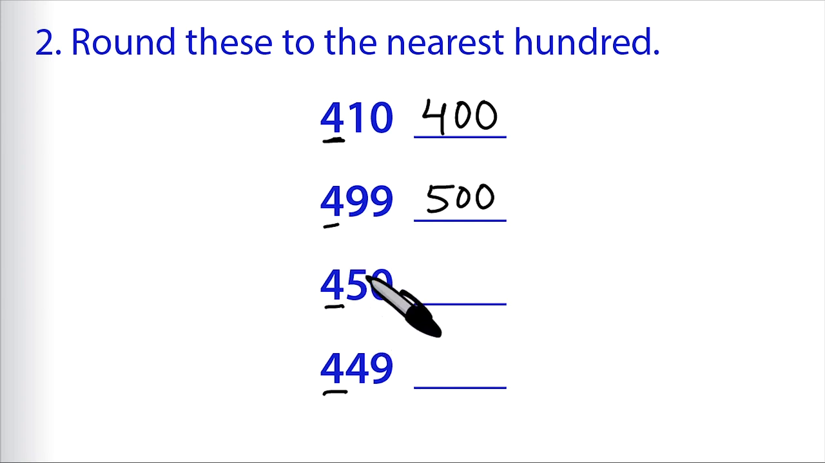450, we look at this digit right here, and it's a 5, and any digit 5 or greater means we round up. So 450 rounds up to 500 as well. 449, we need to look at this digit right here, and it's a 4, and 4 is less than 5, so that means we round down. We keep this the same, so that 449 rounds down to 400.